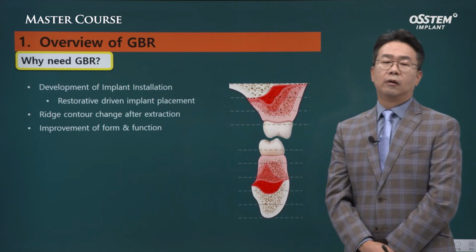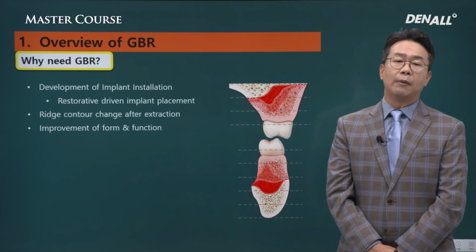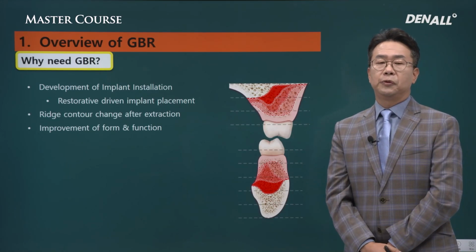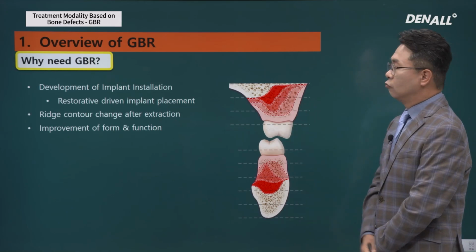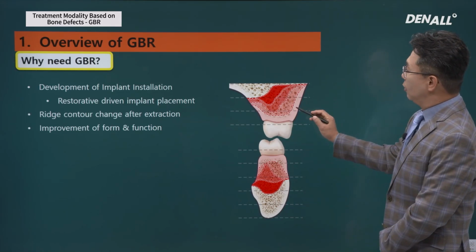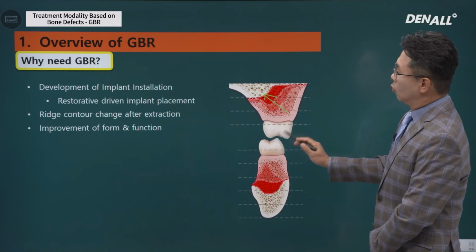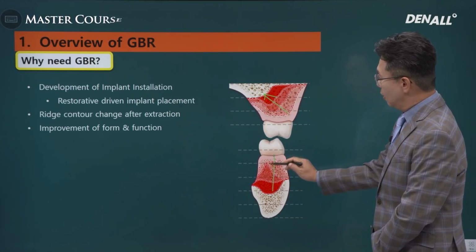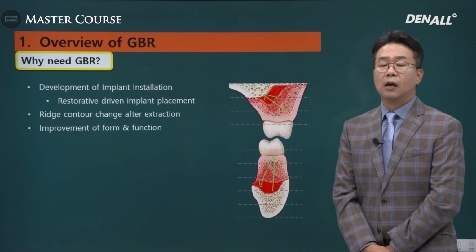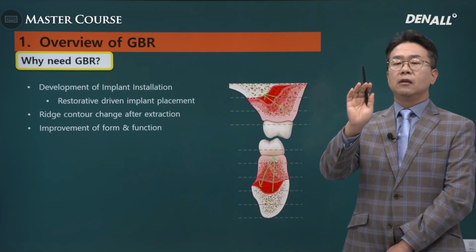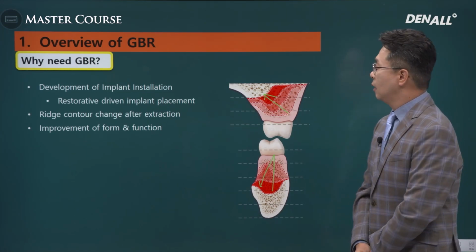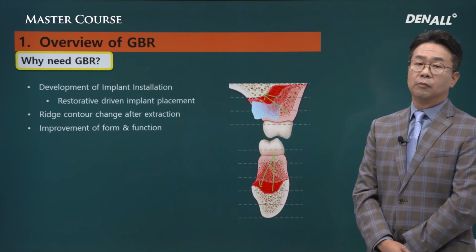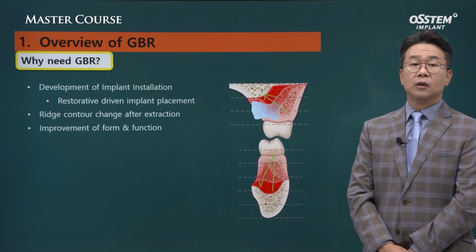Why do we do GBR? After extraction, alveolar bone resorption occurs. As shown on this image, in the posterior area, resorption can occur in this direction. It goes up and towards the inner side. In the lower, it goes down like this. If we place the implant in the ridge shape like this, then the prosthesis would go on top like this. The occlusal relations will be inappropriate.